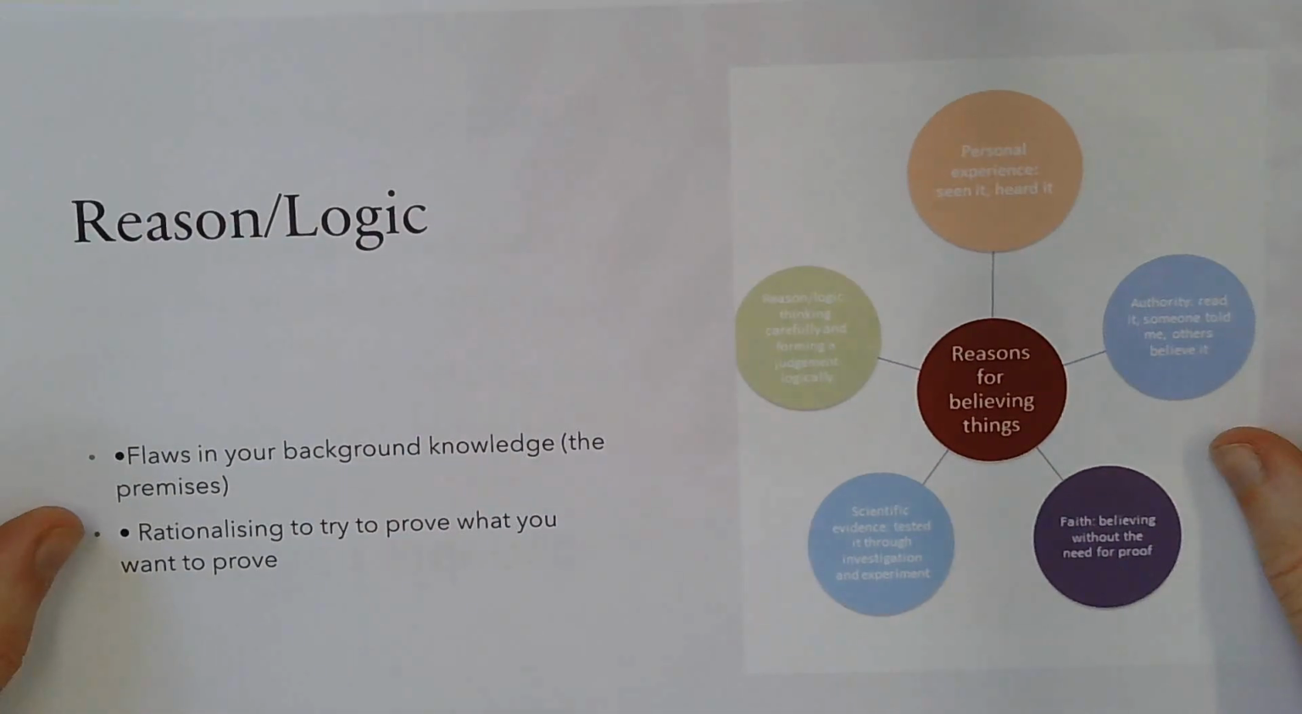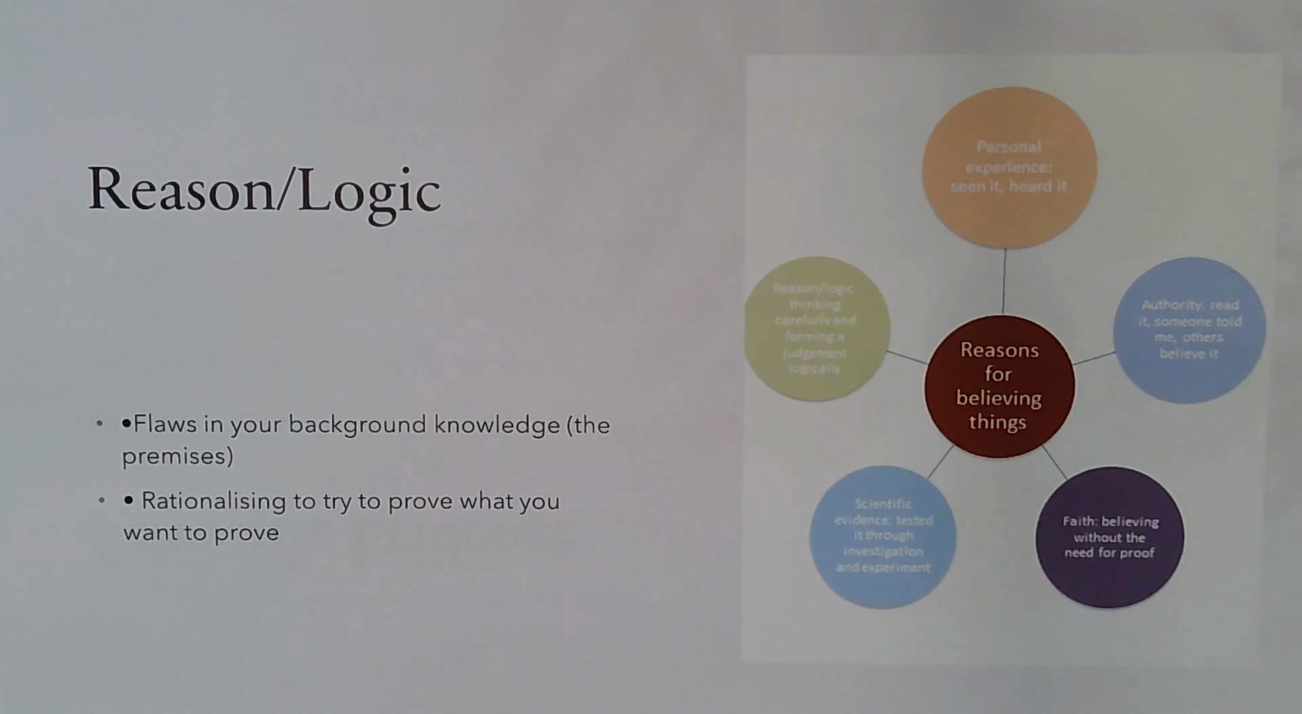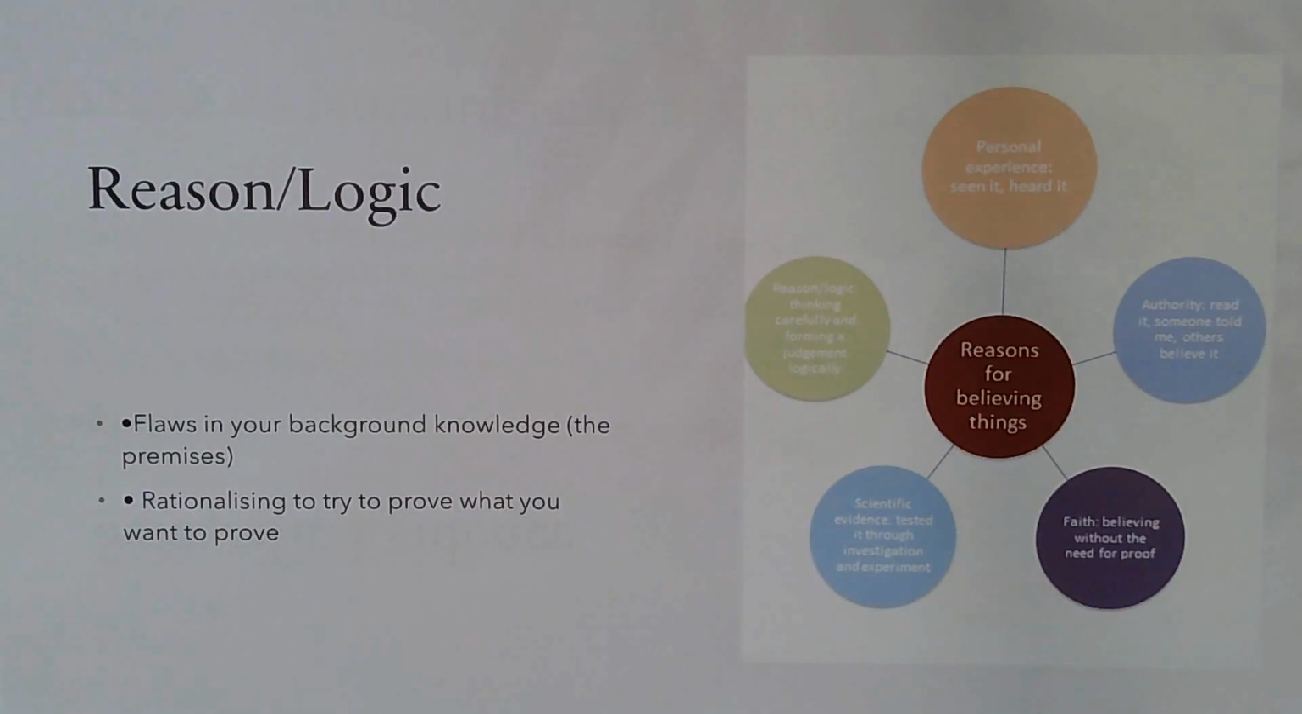And the final one is reason and logic. So logic and reason is thinking carefully and forming a judgment logically. So like in maths, we reason, we logically think about our answer before writing something down, and we give an explanation. So there could be flaws in your background knowledge. So maybe you didn't realize you didn't fully understand what you were saying, and therefore maybe your reason and logic could be slightly skewed.